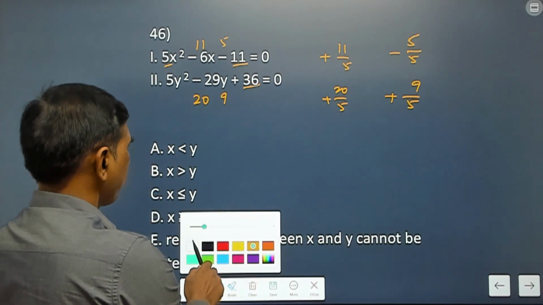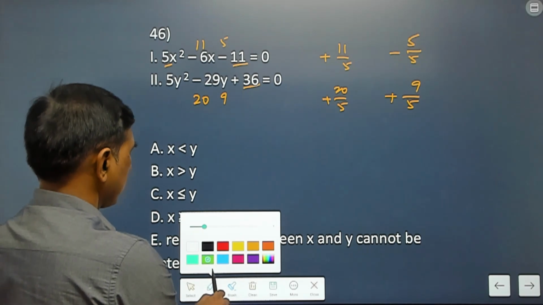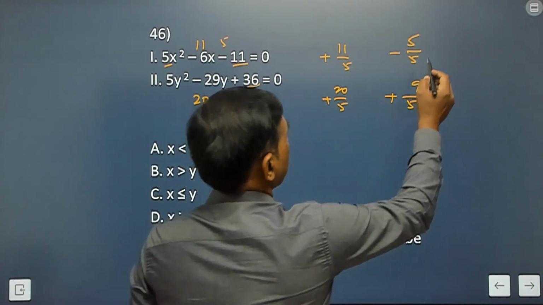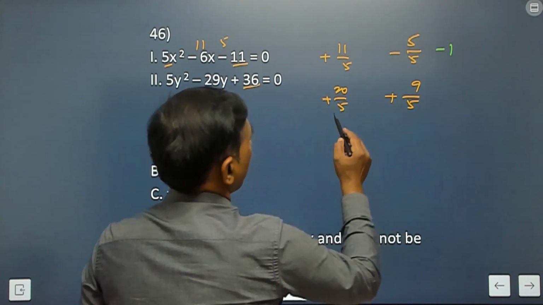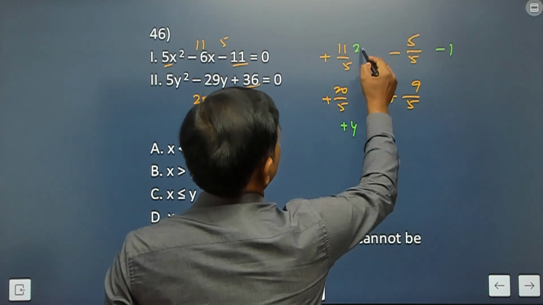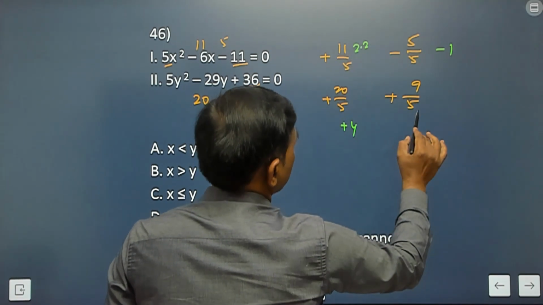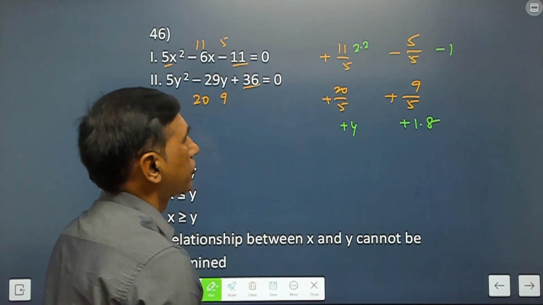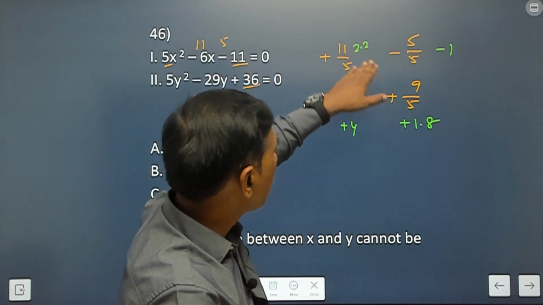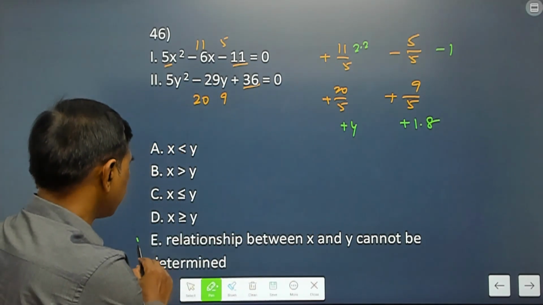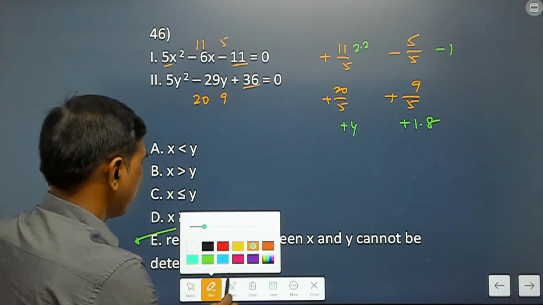Now this is going to be minus 1, this is going to be plus 4, this is going to be plus 2.2, this is going to be plus 1.8. So since 2.2 lies between plus 4 and plus 1.8, we can easily say that the relationship can't be established.